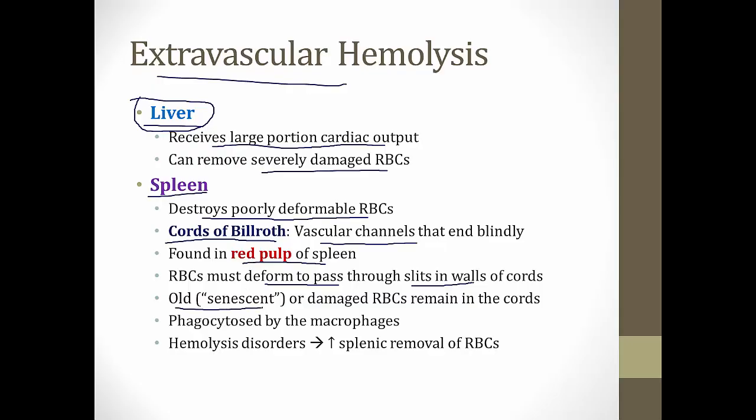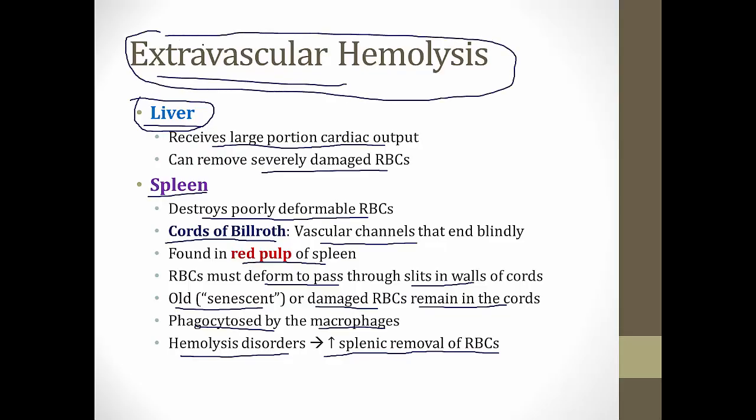Old or so-called senescent red cells or damaged red cells get stuck in the cords and they get phagocytosed by macrophages in the spleen. So in the setting of certain hemolytic disorders, especially ones where the shape of the red cell is abnormal, you can see an increased splenic removal of red cells, and that is a form of extravascular hemolysis. Obviously, it's occurring outside of the vasculature.